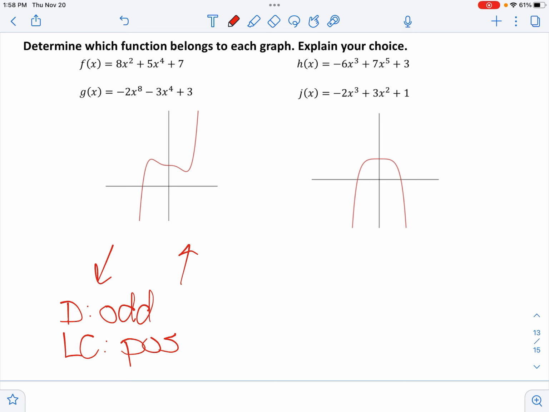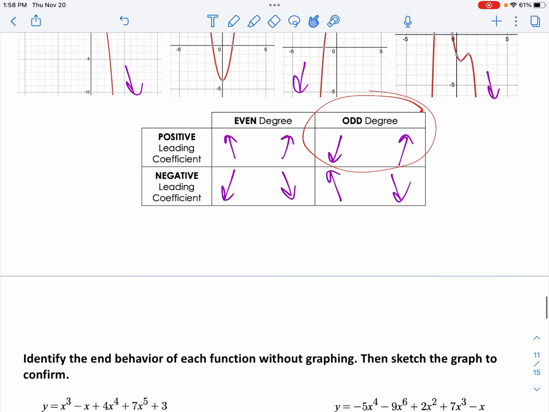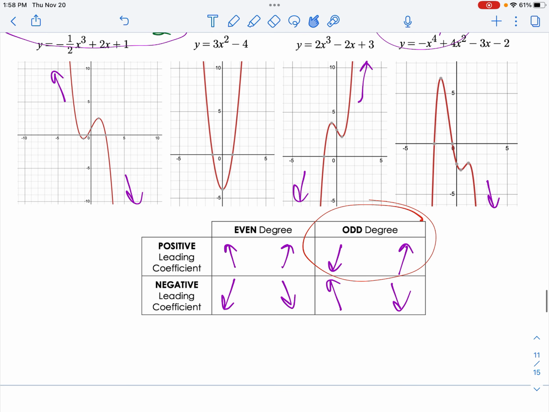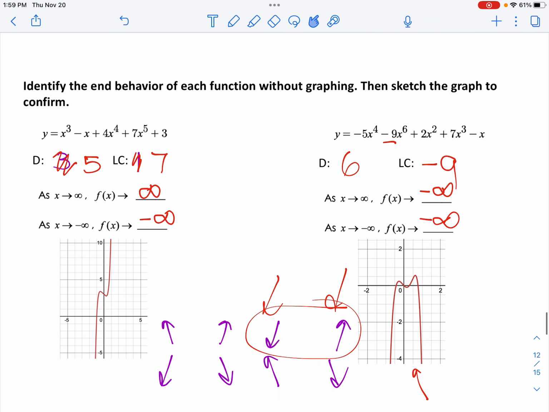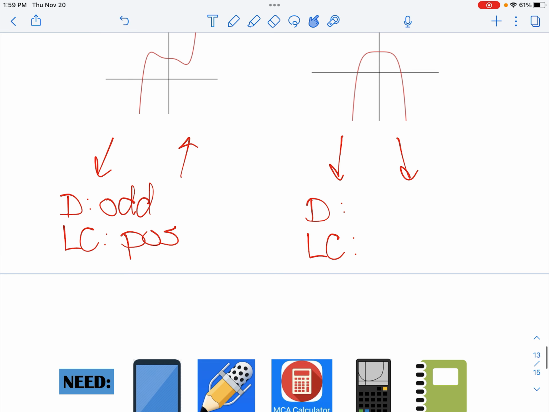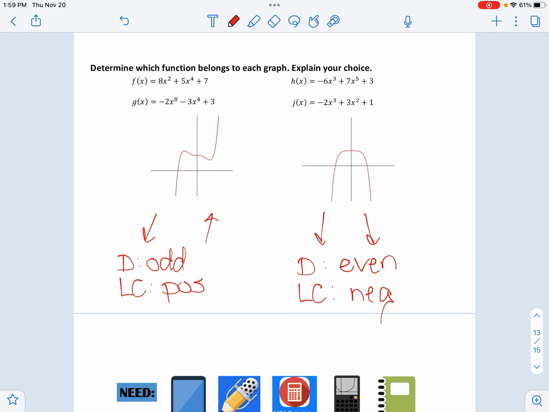All right, now this one over here, both ends are going down. So let's go back to our chart and see how that works. All right, both are going down. So that's even degree, negative leading coefficient. All right, so this is even and negative leading coefficient.